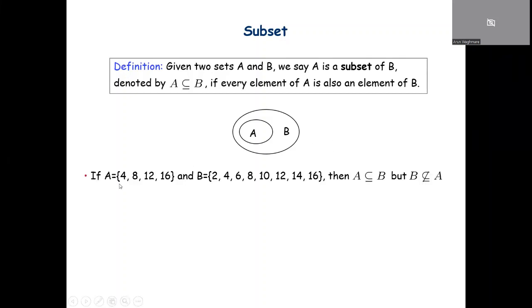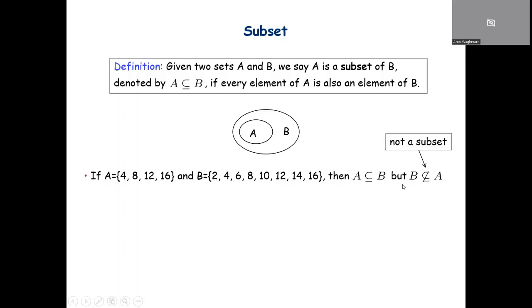So if A is equal to 4, 8, 12, 16, and set B is equal to 2, 4, 6, 8, 12, 14, 16, then A is a subset of B. So here, see these elements of A: 4, 8, 12, 16. Right? There are four elements. These four elements belong to this set B. There is 2, there is 4. 4 is also present in B. 8 also belongs to B. 12 also belongs to B. 16 also belongs to B. So all these four elements, 4, 8, 12, 16, belong to B. So A is a subset of B.